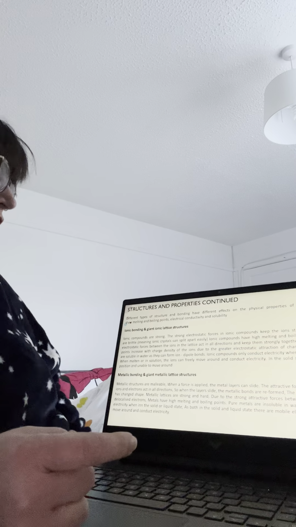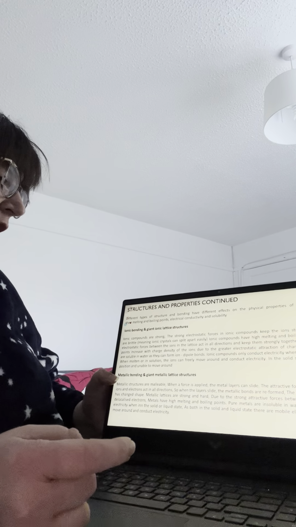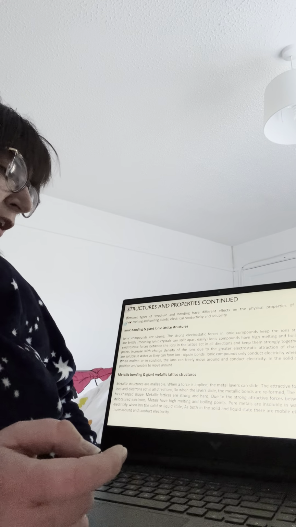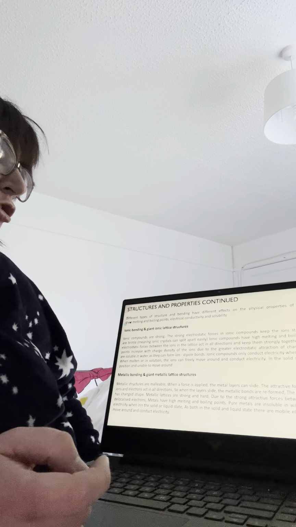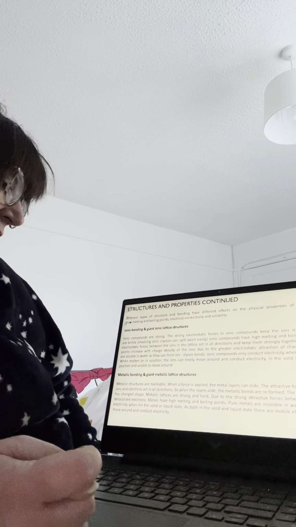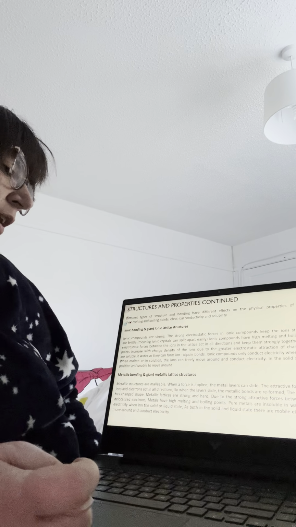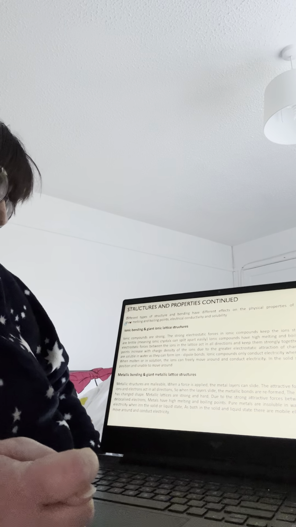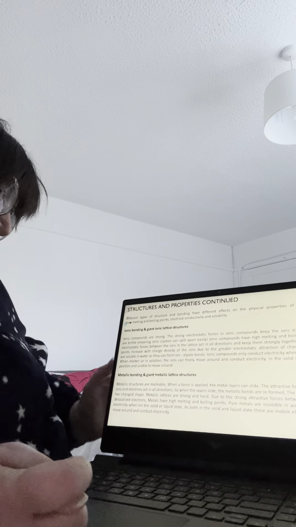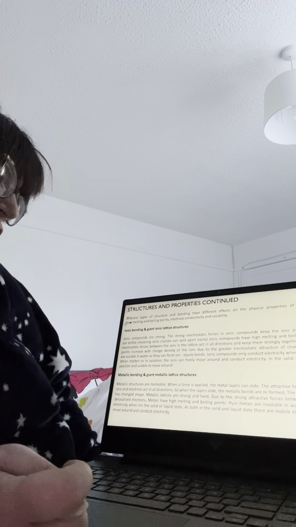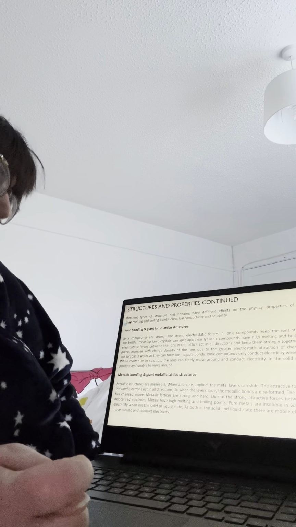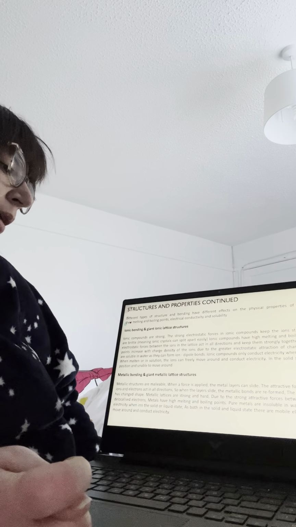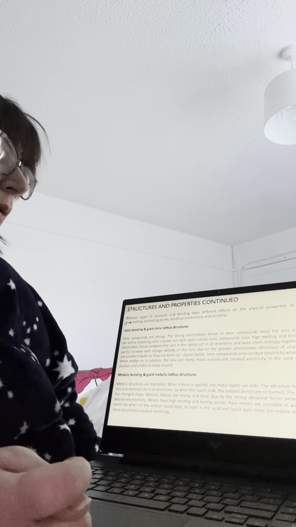In contrast, metallic bonding and giant metallic structures are malleable. When a force is applied, the metal layers can slide. The attractive forces between the metal ions and electrons act in all directions, so when the layers slide, the metallic bonds are reformed. The lattice is not broken and has changed shape. Metallic lattices are strong and hard due to the strong attractive forces between the metal ions and delocalized electrons. Metals have high melting and boiling points. Pure metals are insoluble in water.